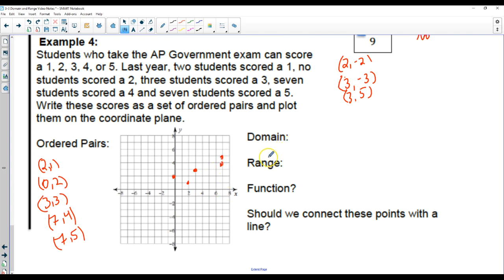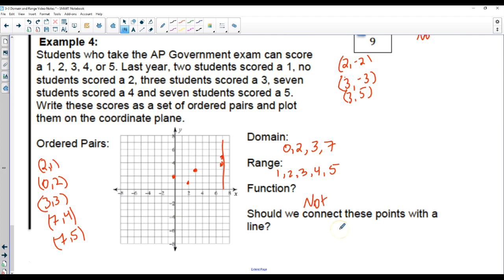So my domain then is going to be 0, 2, 3, and 7. My range is 1, 2, 3, 4, 5, all those possible scores. And is this a function? Well, I had 2 different groups of kids that were 7. So this vertical line here means that this is not a function.